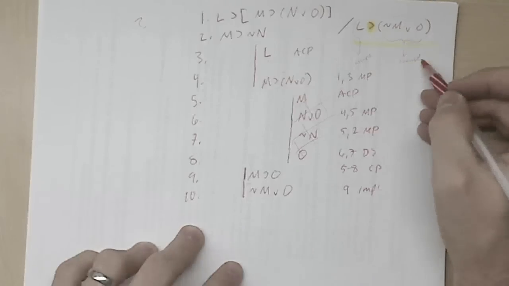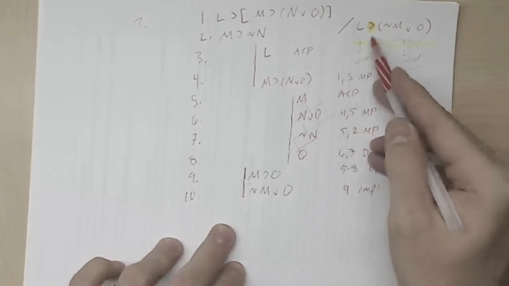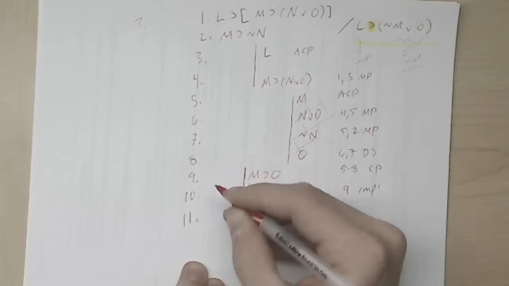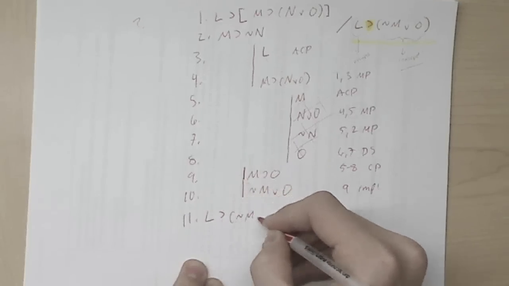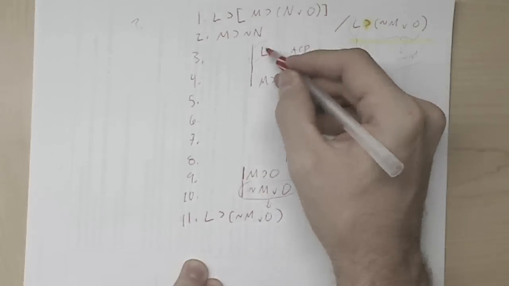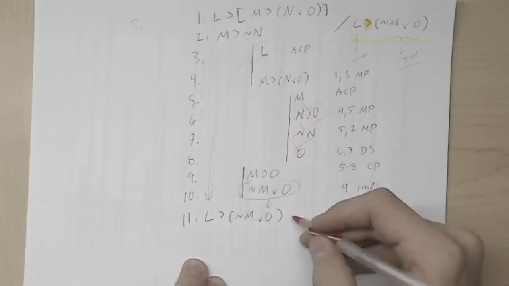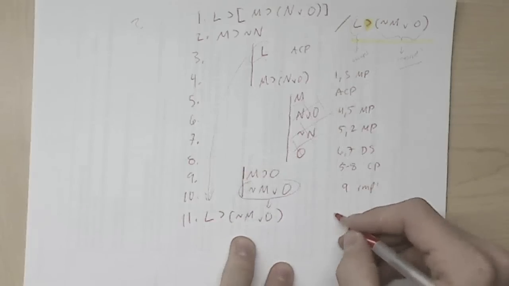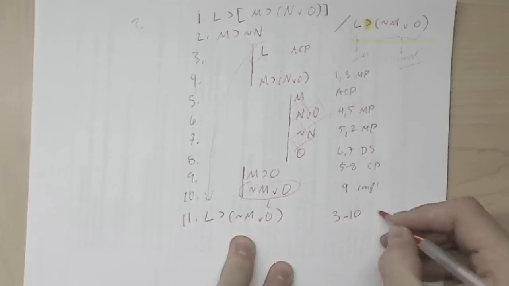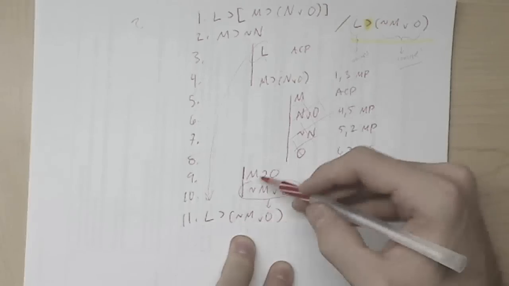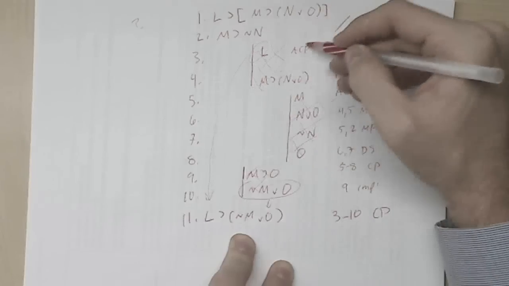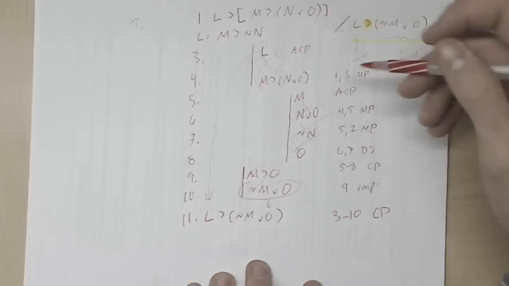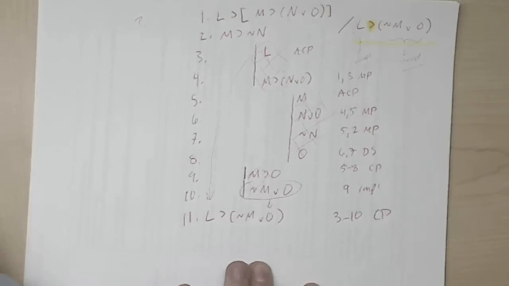And now that I have the consequent of the conditional I need, let's discharge it. So line 11 here is going to be if L, then not M or O, right? Where this goes here and the L goes over here. So that is lines 3 through 10 conditional proof, right? But now that they're discharged, these are no longer valid elements within the proof that could be used again if we wanted to go further than that. Obviously, we don't need to go any further.